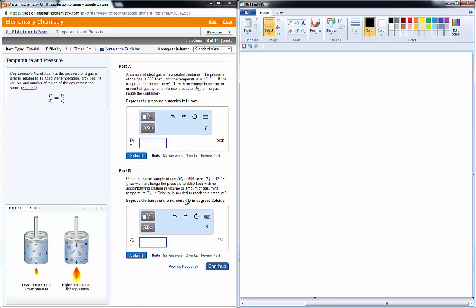All right, so what happens if we change the temperature? Well, we did talk about how that increases the frequency of the collisions, it increases the energy of the collisions, and so your pressure goes up. And so we get this formula here, P1 over T1 equals P2 over T2.